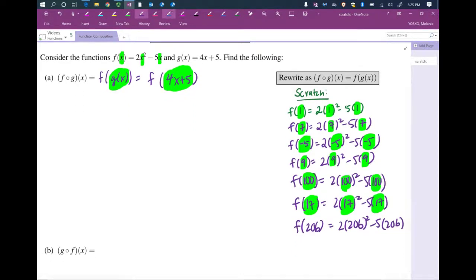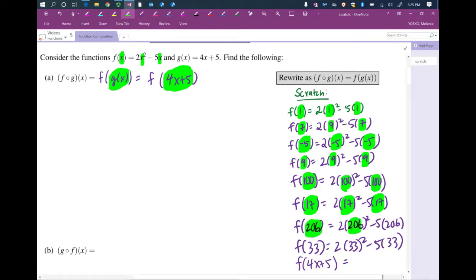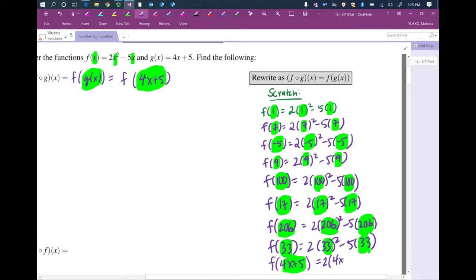Okay, we're going to keep going. Let's do 2 more. What's f of 33? Well, that's 2 times 33 squared minus 5 times 33. And just when you've lulled yourself into complacency, I'm going to throw in f of 4x plus 5. So what do I do to my input? Well, I square it and multiply by 2. And then 5 times the input, and I subtract that off.